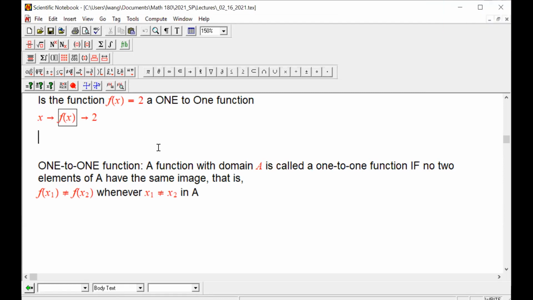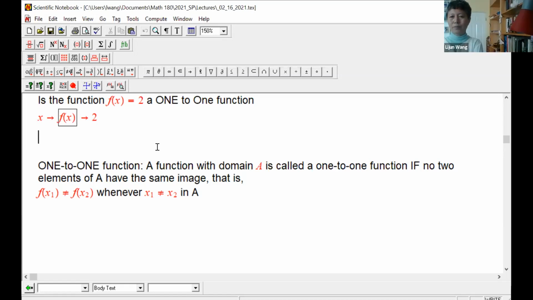No, because the function given has two or more elements of A with the same output. You are all right. Okay, but I'm going to show you a very simple way to make that argument. And this way is called a counterexample.